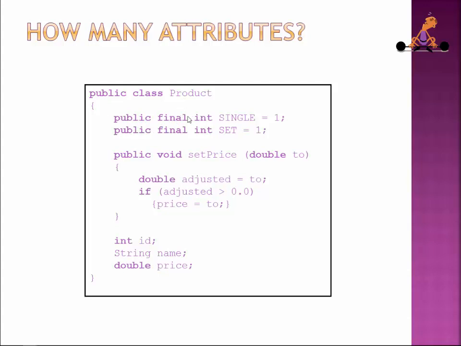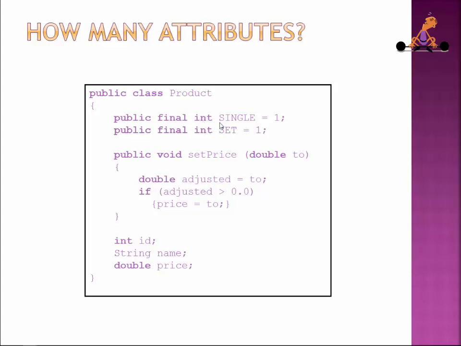Hopefully you remember that. Int is the type. It's an integer, 1, 2, 3, 4, 5, minus 1, 2, 3, 4, 5, that sort of thing. The name of it is, since it's a constant, capital letters, SINGLE, and its initial value is 1. For whatever reason, it also sets the initial value of SET to 1. I don't know why. It's just the way the code is. But there are two attributes of the class. Now, since it's final, that means it won't be set again and it's the same value for every one of these product objects. So it's kind of a little bit of a wasted effort right here.